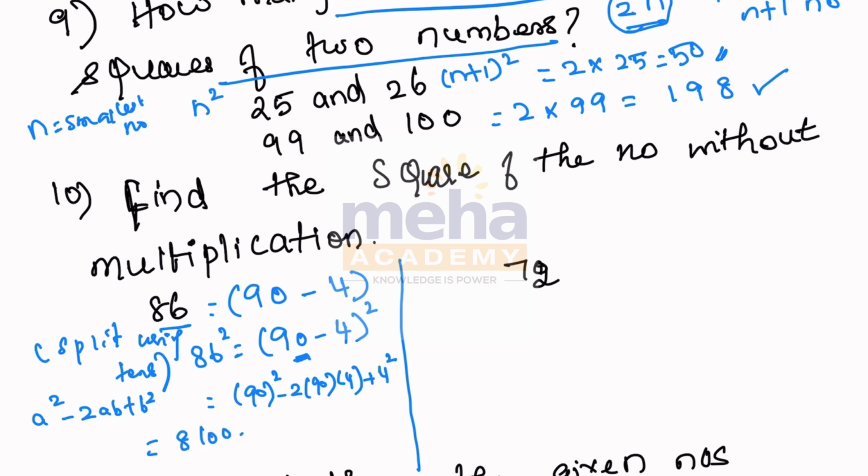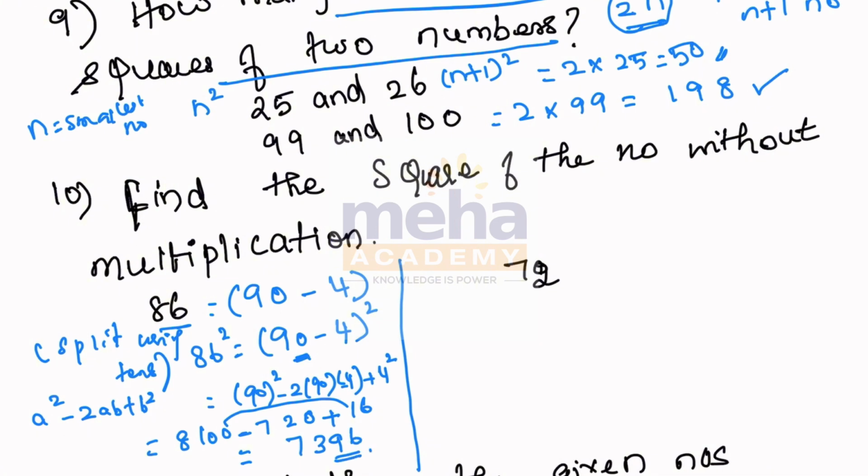That would be 8100 minus 9 8s are 720 plus 16. So on solving, 8100 minus 720 plus 16 will give us 7396. Adding these two and subtracting gives us 7396 as the answer.